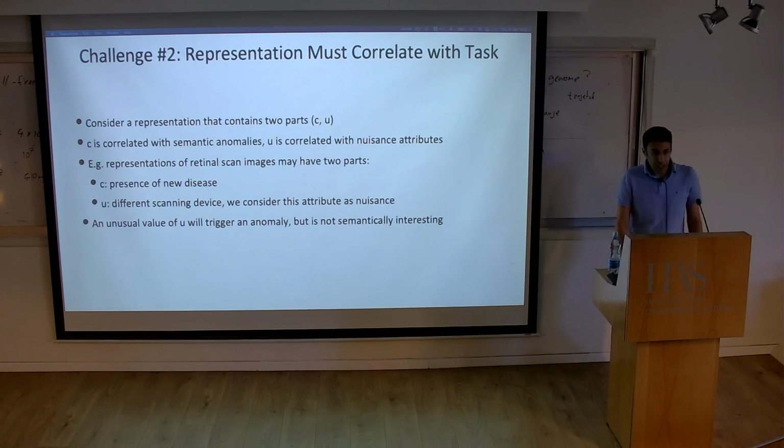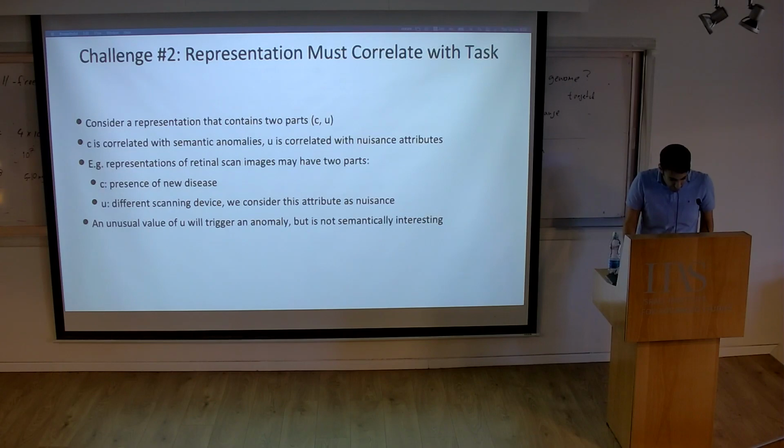But the other issue is, I think, a little bit more subtle, and I think a lot less attention is being paid to it. And this is that the representation that we choose must correlate with the task. So this is a little subtle, so let's try to explain this.